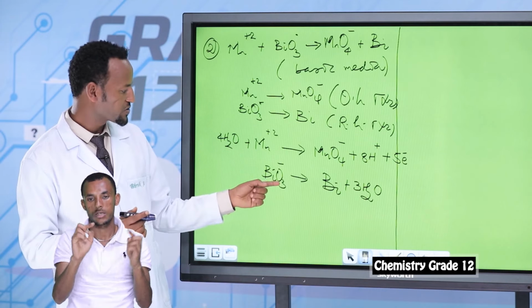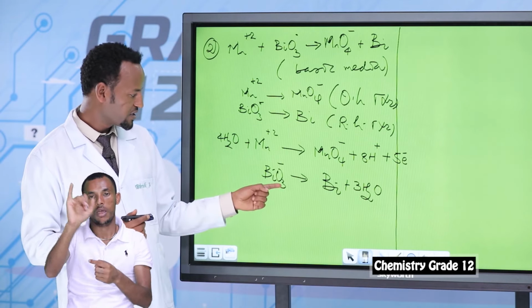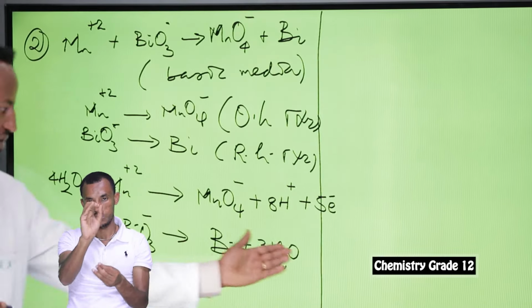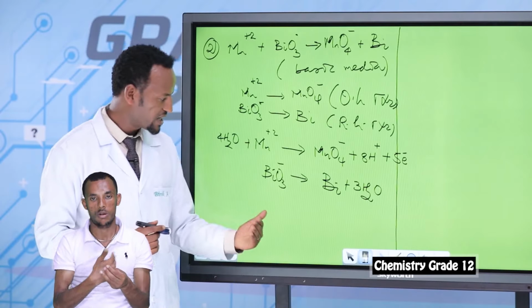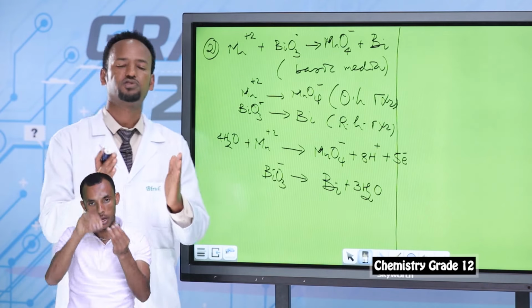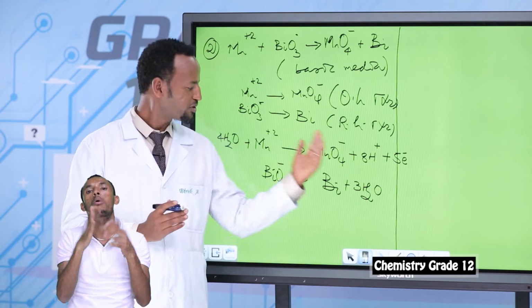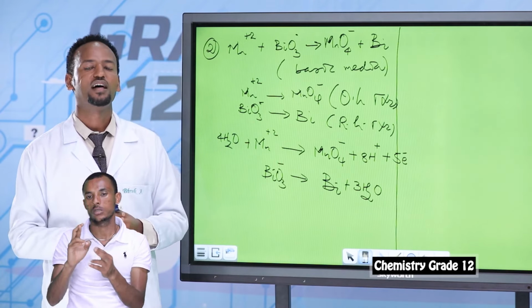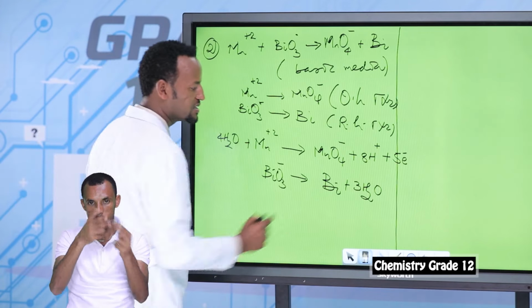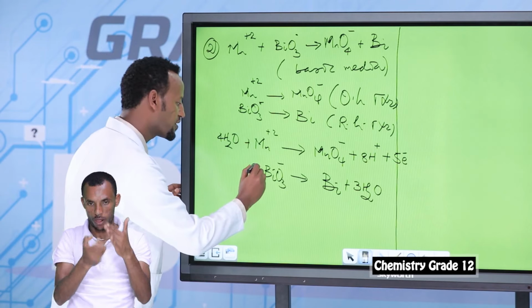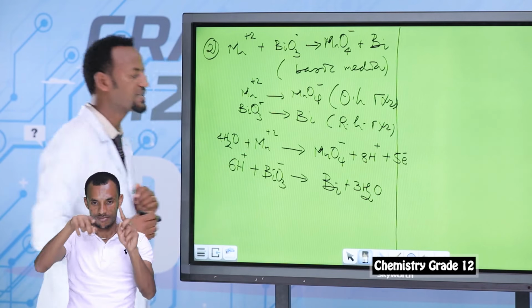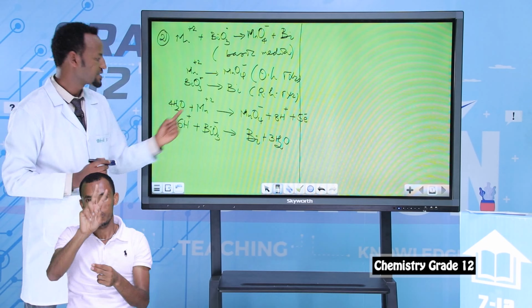The next one is BiO3 minus converted into Bi. Here there are 3 oxygen, so 3 H2O must be added, because one water molecule contains 1 oxygen, and 3 water molecules contain 3 oxygen. Then balance the hydrogen atoms by addition of H plus. In which position, product or reactant? 3 times 2 is 6 hydrogen in the product position. Therefore, in the reactant position, add 6H plus.